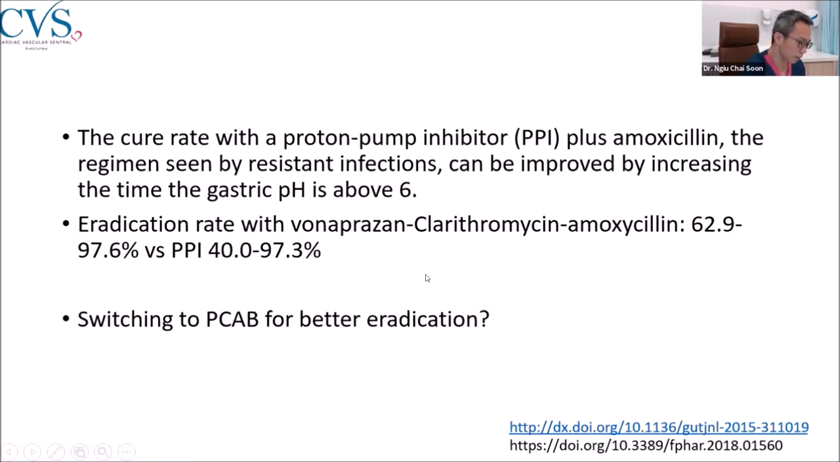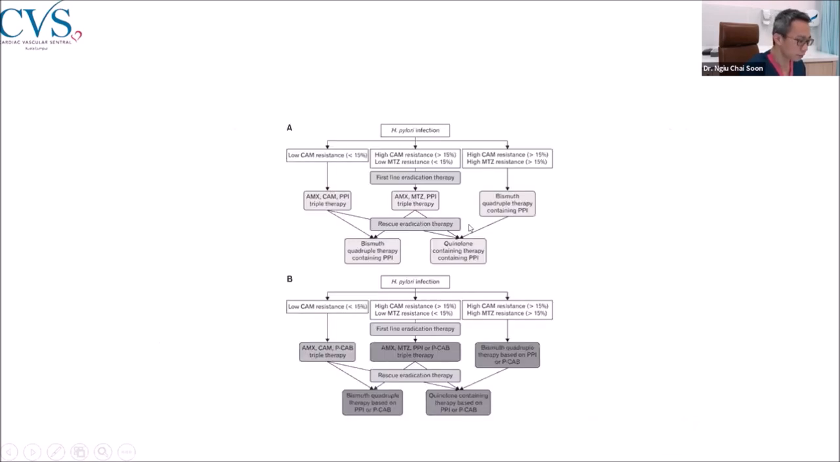In terms of eradication rate, it seems that there is not much of a difference. So the question is always whether switching to PCAT gives better eradication. In my clinical practice, I usually use PCAT as second line. If the patient has failed their first line using PPI, sometimes I will just switch to PCAT. The only problem with the usage of PCAT is the cost.